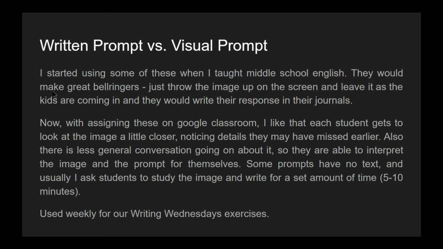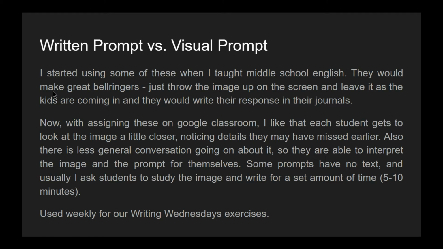I started using these when I taught middle school. They're really great to use as bell ringers, just throw them up on the board. As the students come in, they break out their journals, their writing portfolios or whatever, and they respond to the prompt. Now, this year though, with everything being on Google Classroom, I think I like it better with the visual writing prompts, because each student gets to look at that image on their own, without a lot of interference.